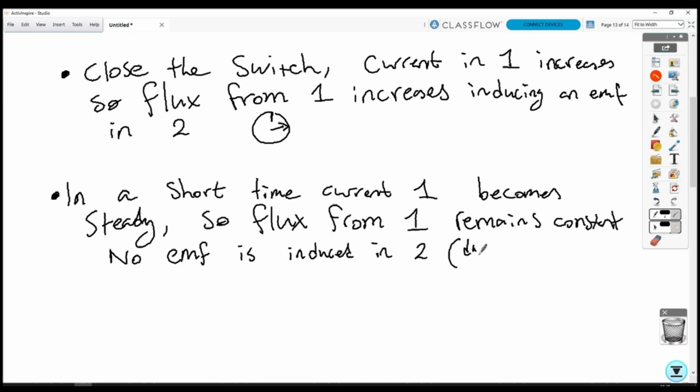So the way this will look in real life is you'll see a short deflection in the galvanometer, and very quickly that needle will return back to reading 0.